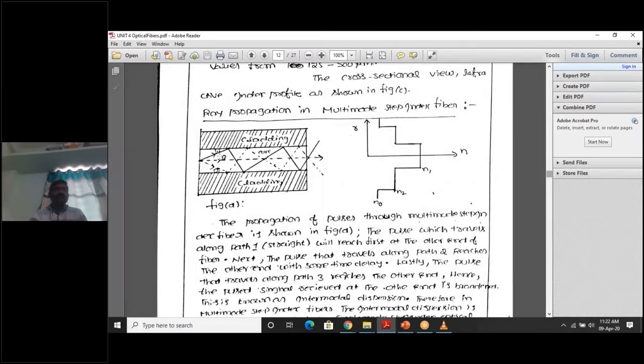Here, if you clearly observe, this MMSI, multi-mode step index optical fiber, is propagating 1, 2, 3 modes of light at a time from one end to the other end. So if an optical fiber is able to propagate more than one mode of light, then this is called multimode. Now let me give an analogy to understand this.